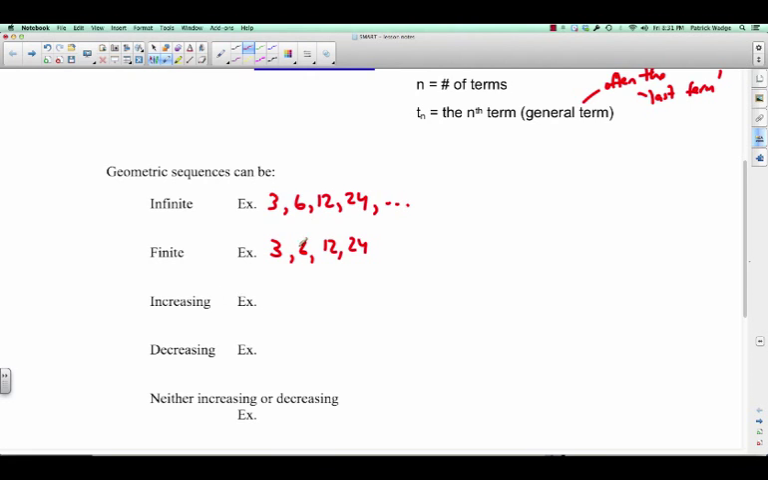Right? How about increasing? Well, look at this. These are all increasing too. I could write these again. Either one of them we want. These are increasing sequences. This is an increasing infinite geometric sequence. This is an increasing finite geometric sequence.